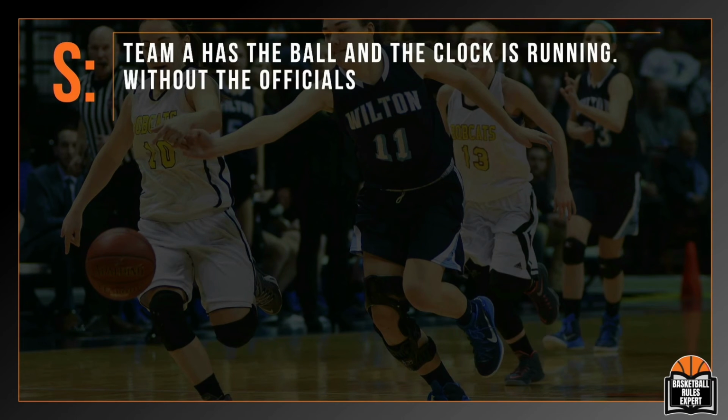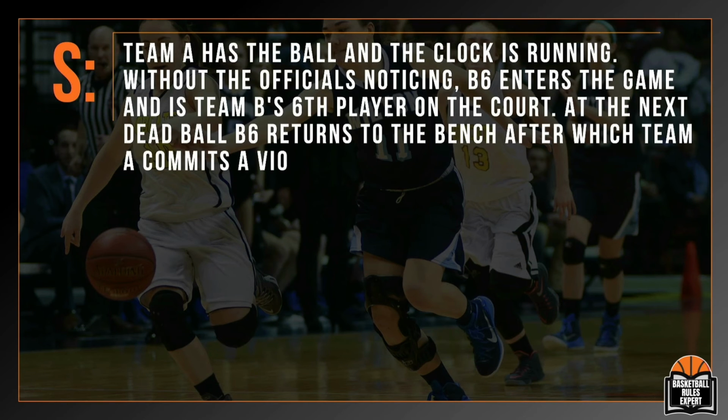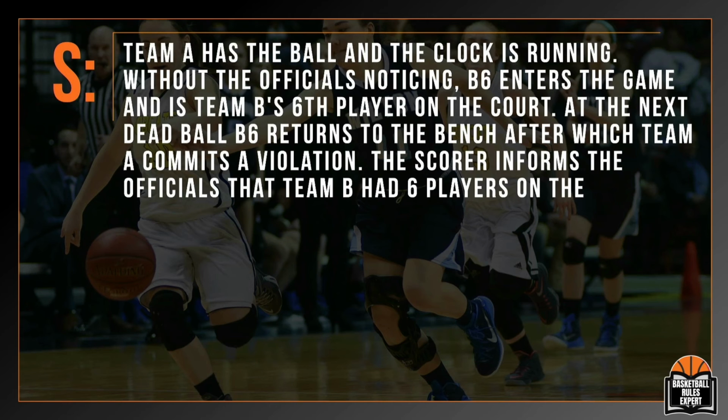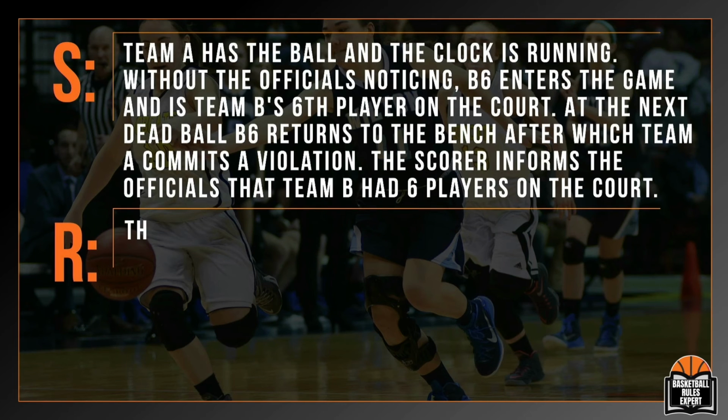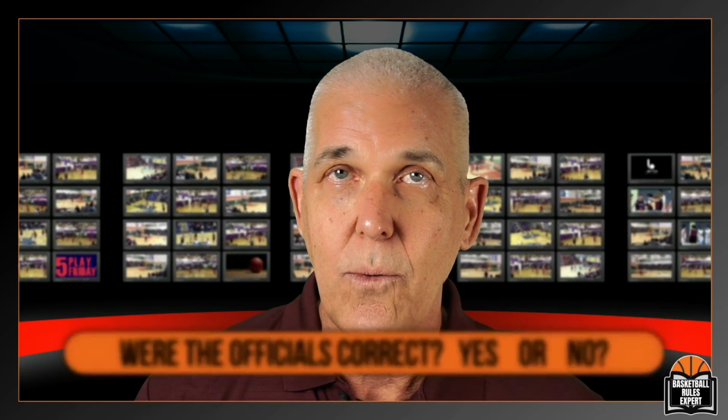Team A has the ball and the clock is running without the officials noticing. B6 enters the game and is Team B's sixth player on the court. At the next dead ball, B6 returns to the bench, after which Team A commits a violation. The scorer informs the officials that Team B had 6 players on the court. The officials rule a team technical foul on Team B. Were the officials correct? Yes or no?